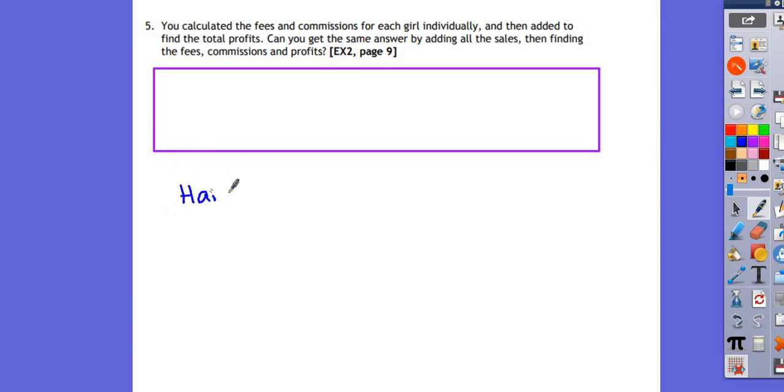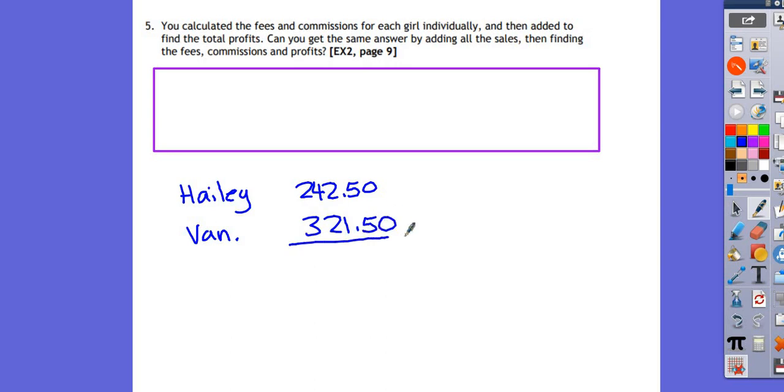So we know that Haley had $242.50 in her register. Vanessa, you should be writing this by the way, had $321.50 in her register. When I combined these two, there was a total of $564 in both registers before any deductions, before any expenses were paid. So what this question was saying, they want to know if I can just use this amount to find commission and profits. Before I do that, I want to see what I got for commissions individually, because I'm going to have to compare the numbers.